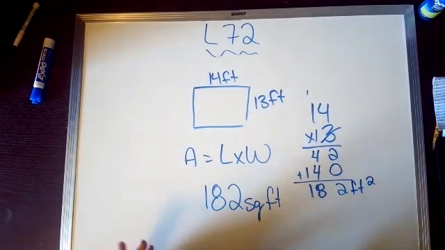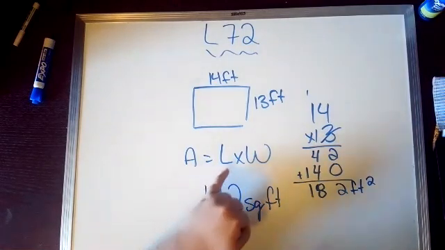And that is the end of lesson 72. Just remember that area is length times width.